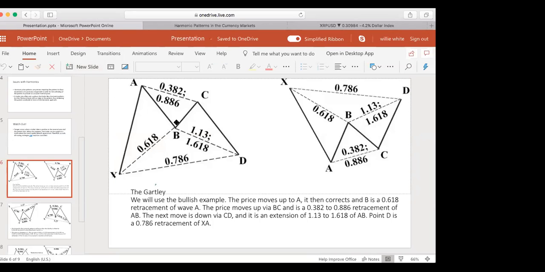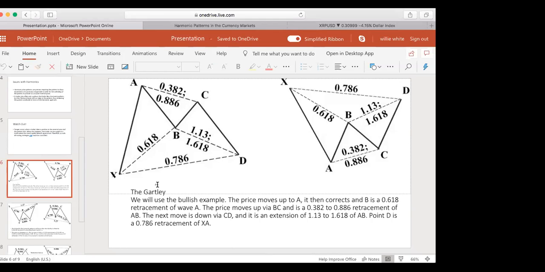All right. The price moves up via BC, and there's a 0.382 to 0.886 retracement of AB. So CB is a retracement of AB. It's going down to AB, then it retraces all the way up from B to C. Now, when I tell you about these numbers, they don't have to be exact. You're not always gonna draw up a perfect harmonic pattern.